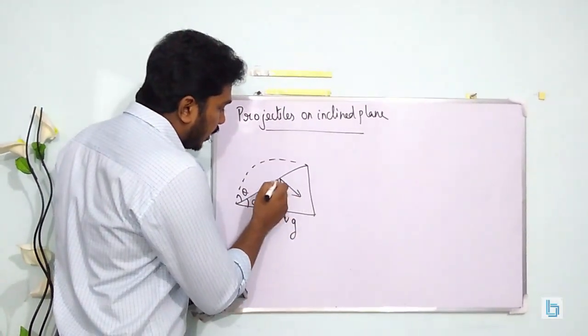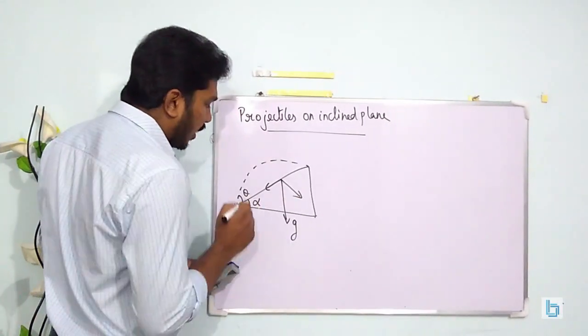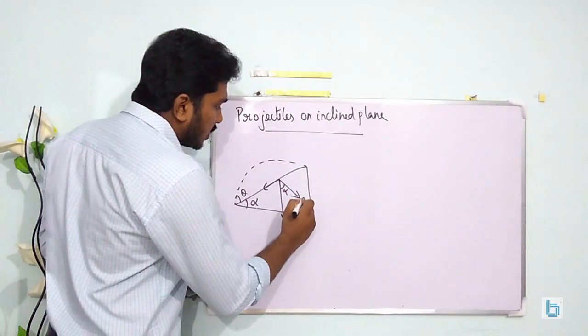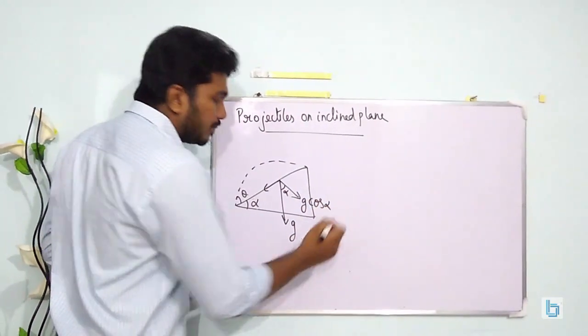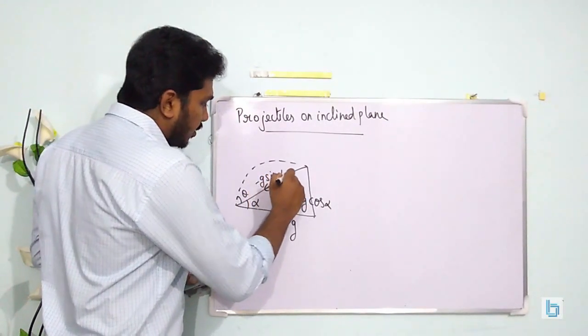And ഇങ്ങോട്ടും ഓരോ കമ്പോണൻസ് വരയ്ക്കുക. So this will actually correspond with alpha ആണ്. അപ്പോൾ ഇത് 90, ഇത് 90 minus alpha, this will be alpha, this will be g cos alpha, and this will be minus g sin alpha.